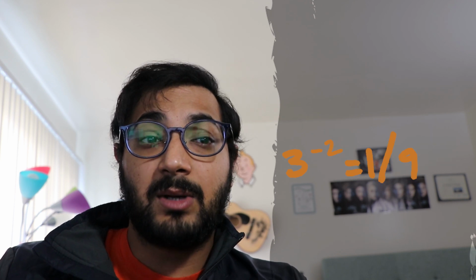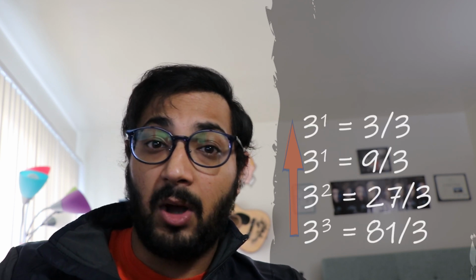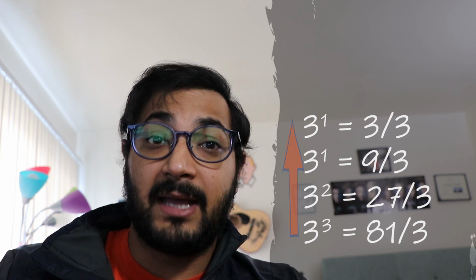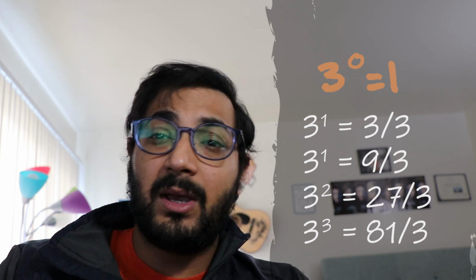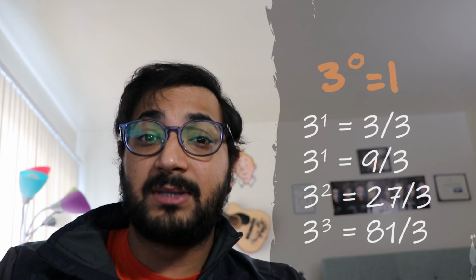We can divide this by 3 again, which will give us the value of 3 to the power minus 1, which is equal to 1 by 3. We divide that by 3, and this will give us 1 by 9, which is the value of 3 to the power minus 2. So as you can see, as you move bottom to top, the pattern does not change, and that is why 3 to the power 0 equals 1. Now we use 3 here as an example, but in reality, we could have used any number, and this pattern would still hold true.